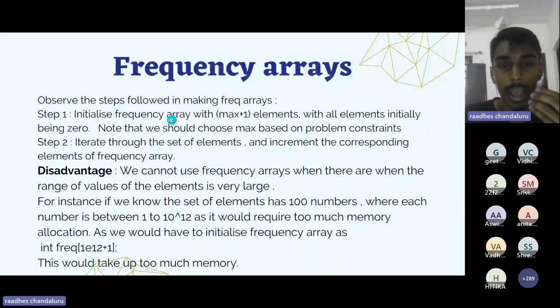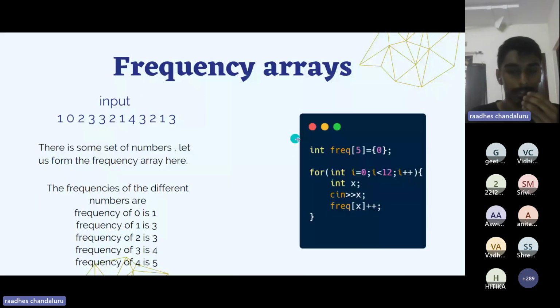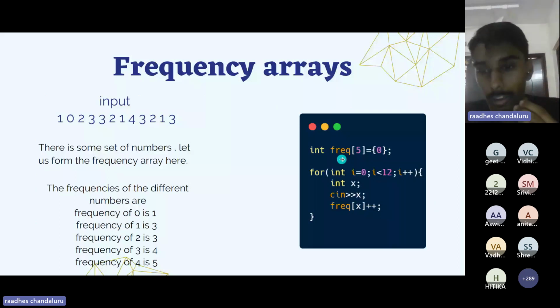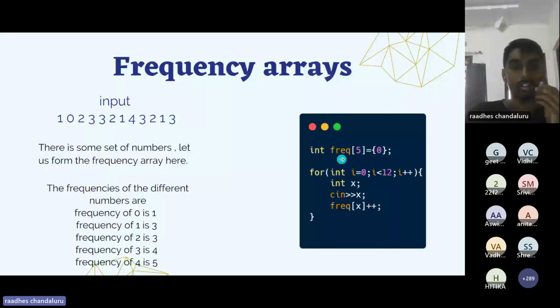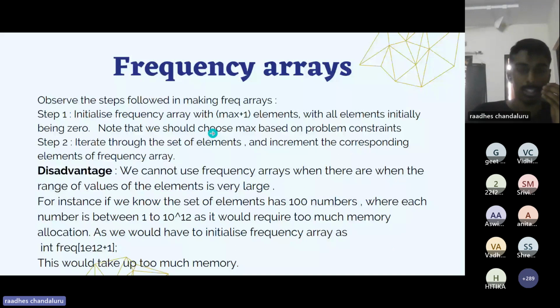So what is max here, by the way? Max is basically the maximum possible number which can appear in the set of numbers. In this set, what is the maximum number? It was 4. That's why we initialized it as size 5. So this max will usually be given in problems as a constraint.